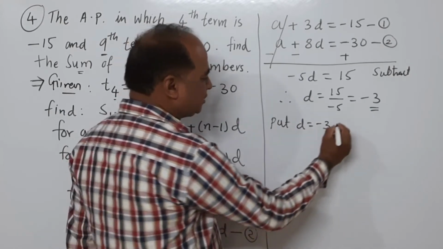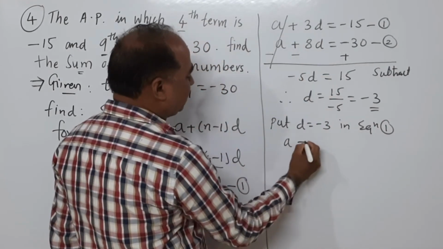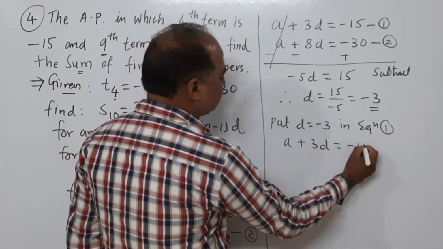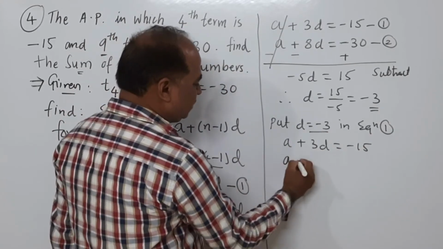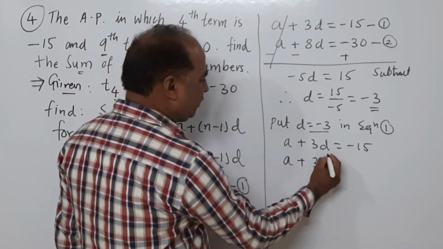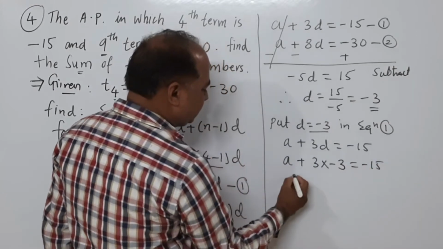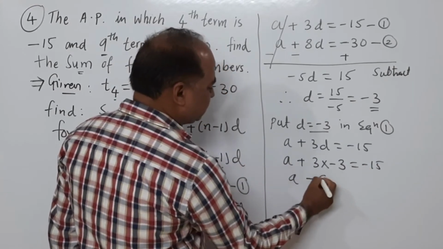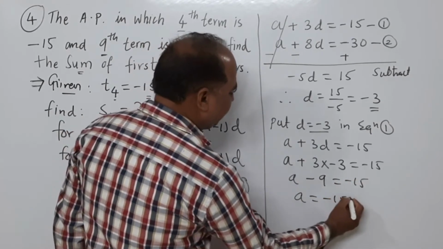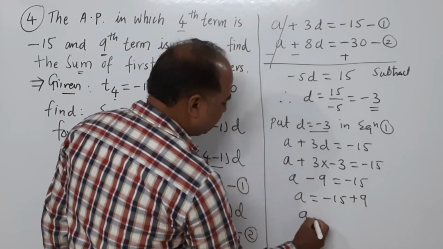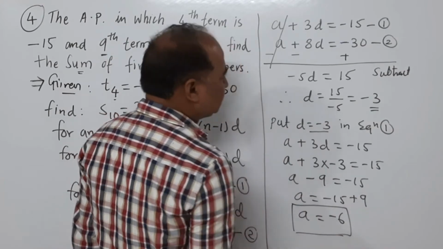Substitute the value of D as minus 3 in equation first. Equation 1 is A plus 3D is equal to minus 15. So here we will get the value of A. 3 into minus 3 is minus 9, so A minus 9 is equal to minus 15. So A is equal to minus 15 plus 9, that is A is equal to minus 6. So the value of A is minus 6.